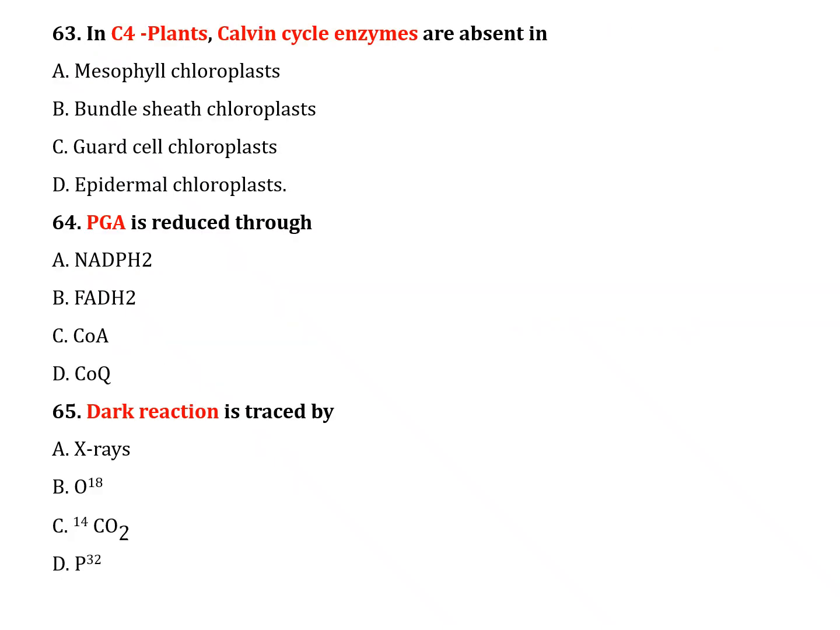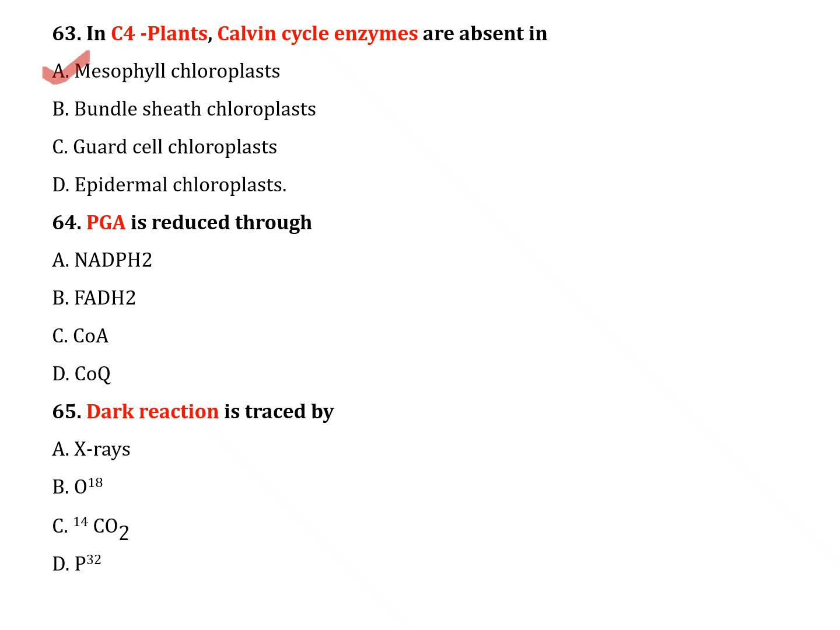The next question, number 63. In C4 plants, Calvin cycle enzymes are absent in option A mesophyll chloroplast, option B bundle sheath chloroplast, option C guard cell chloroplast, option D epidermal chloroplast. The correct answer is option A mesophyll chloroplast.